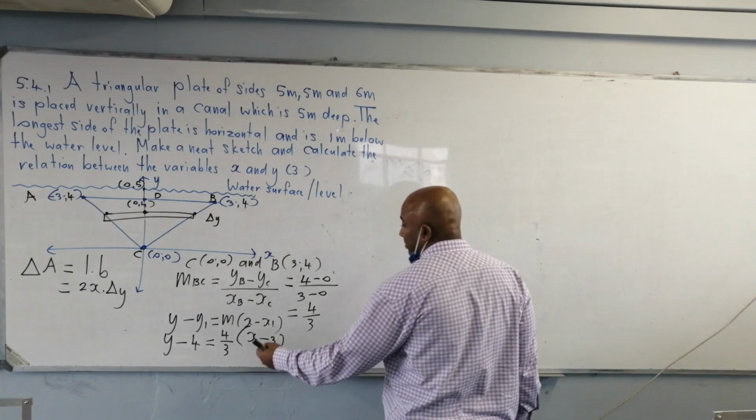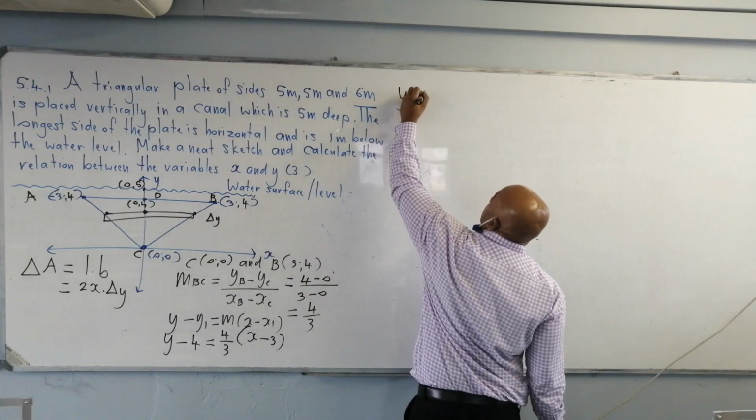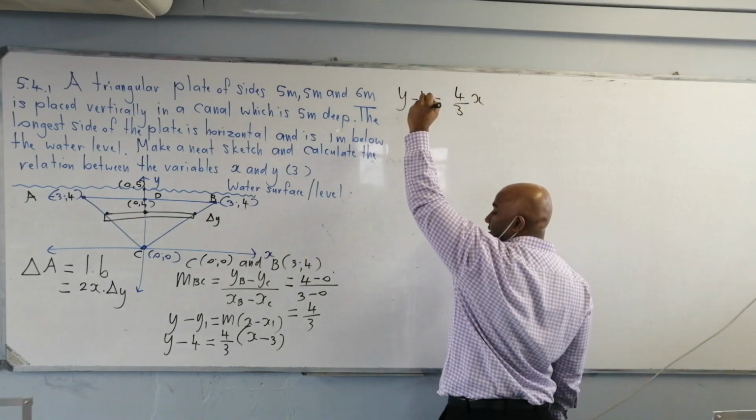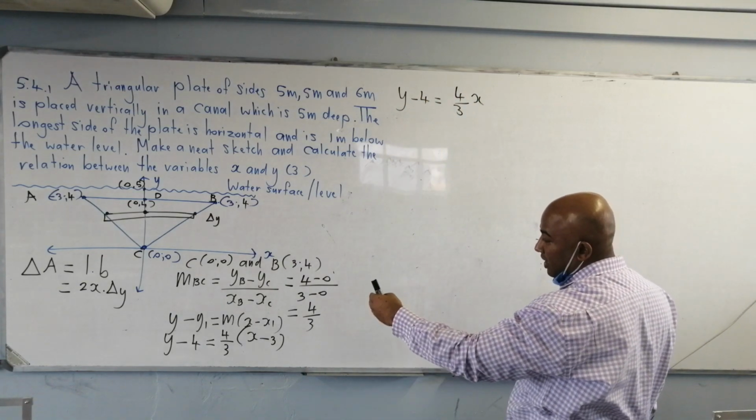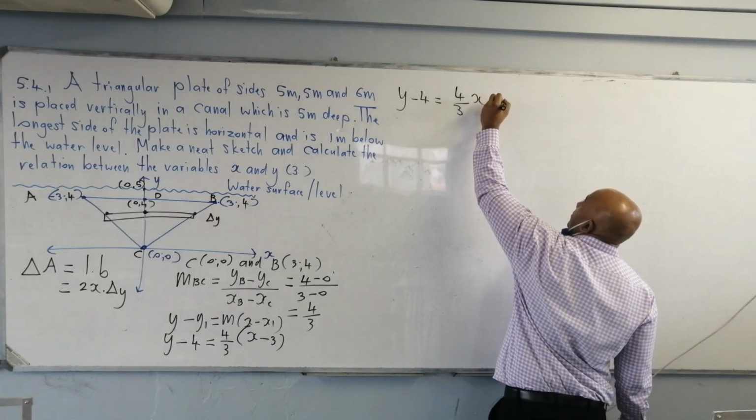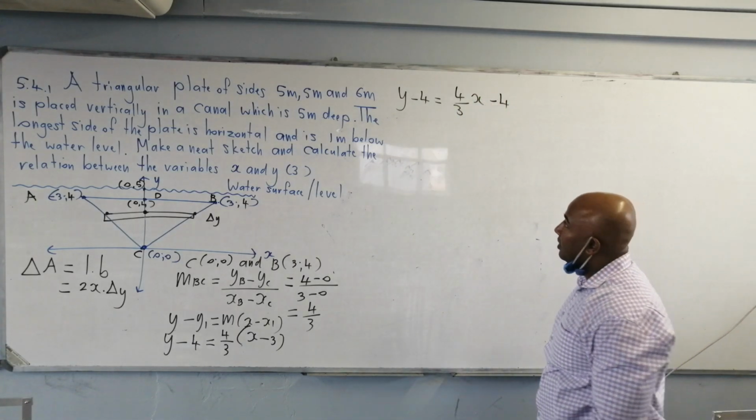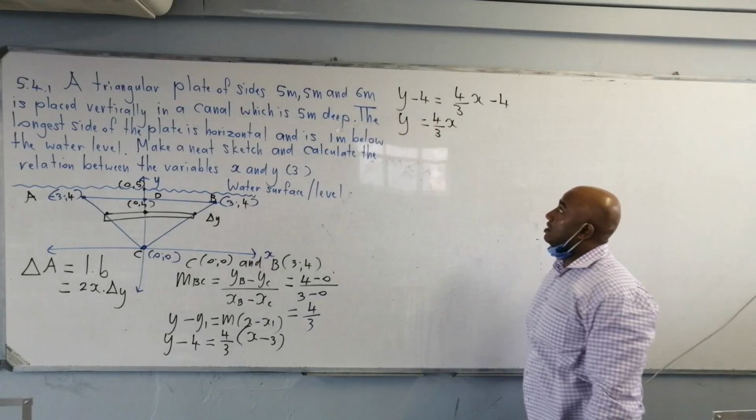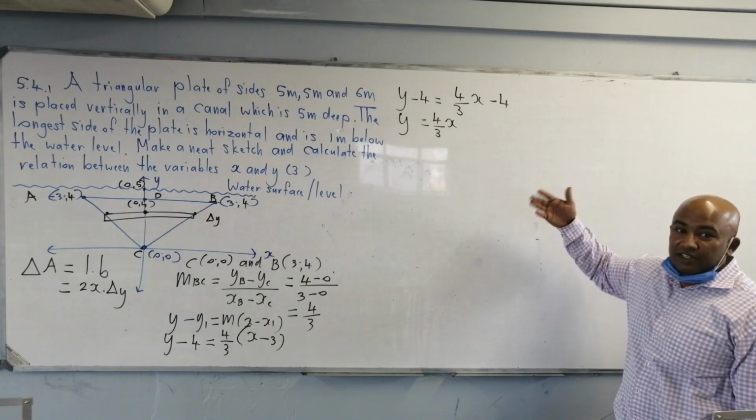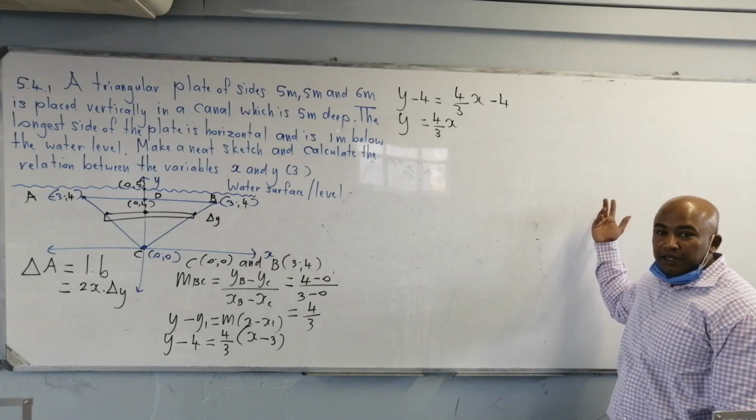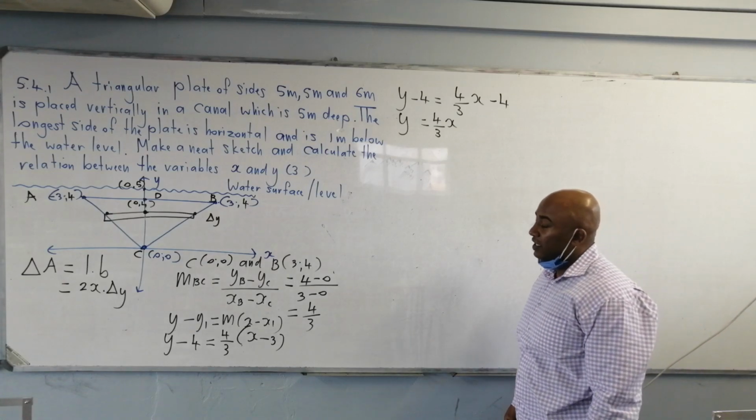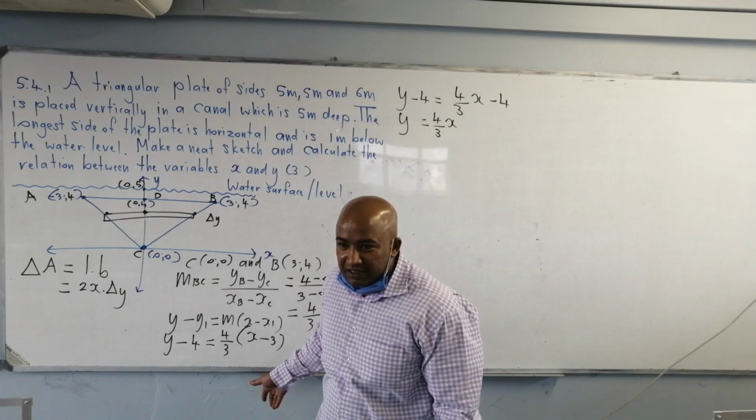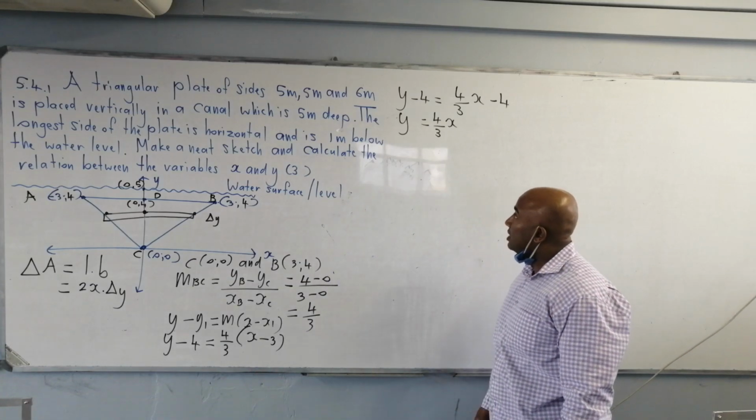Okay, so what will happen here? So if I got y minus 4 is equal to 4 over 3 x, and then 4 over 3 times minus 3 will be minus 4. Okay, so therefore y is going to be equal to 4 over 3 x, because if you got minus 4 on both sides, if I take minus 4 to the left, it becomes minus 4 plus 4. So y is equal to 4 over 3 x. We could have just used 0, 0, which is easier. Understand that? I'm just showing you that you can use any points.